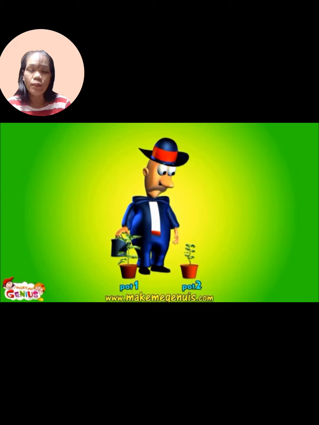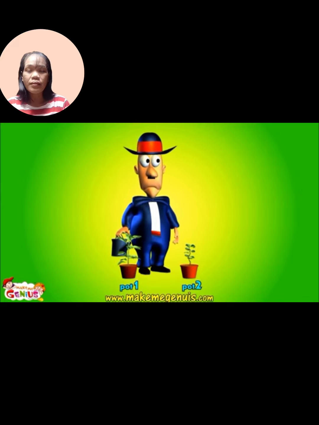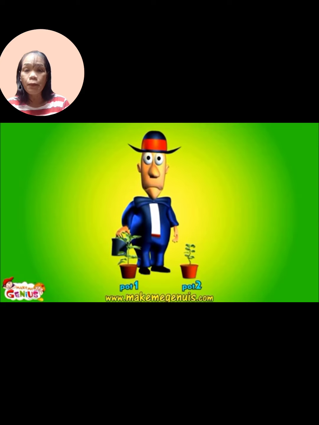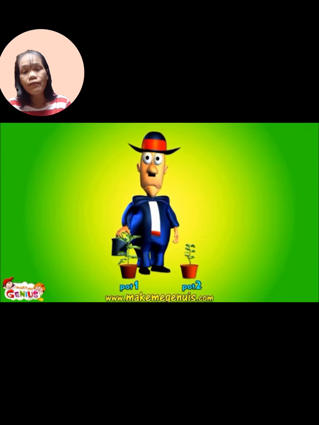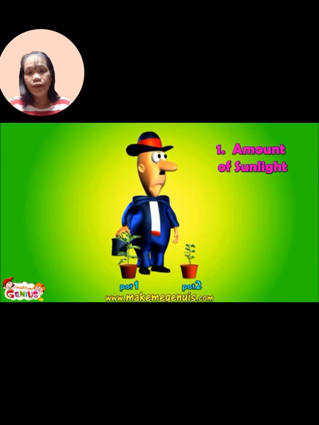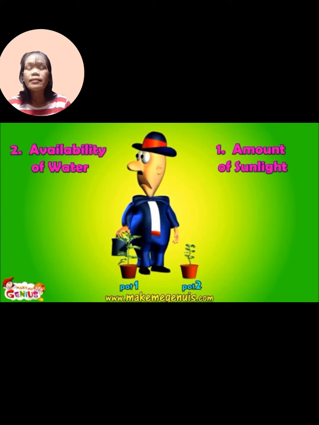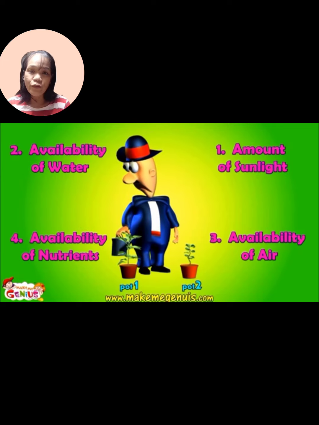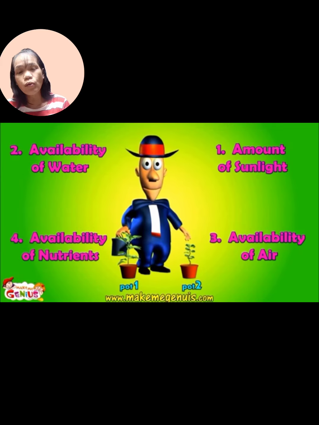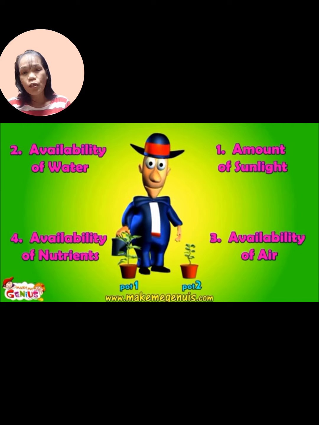It depends on the soil in your pot. Did you know the growth of the plant depends on 5 things? I will tell you about the 5 things, and they are the amount of sunlight, the availability of water, the availability of soil, the availability of air, and the amount of nutrients. And now you know the 5 important things to make the plant's growth productive.